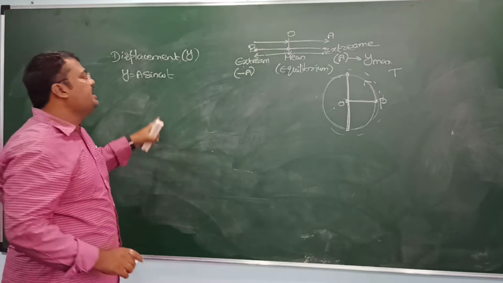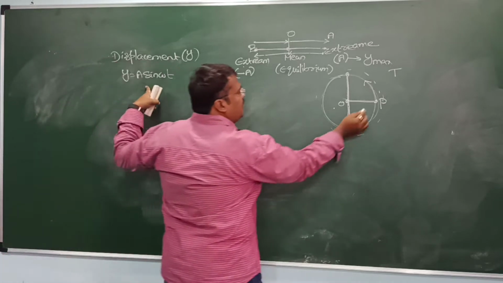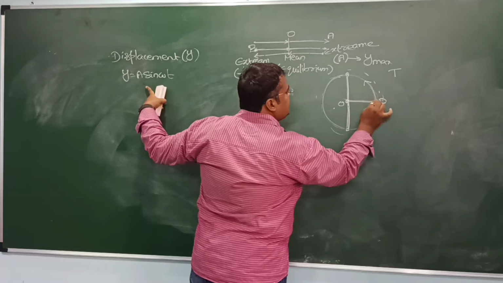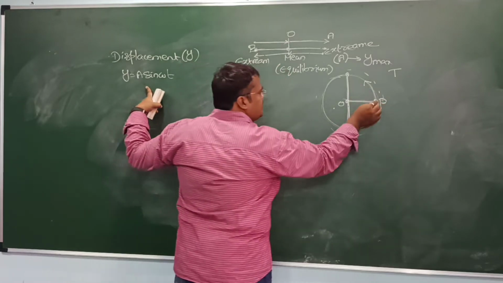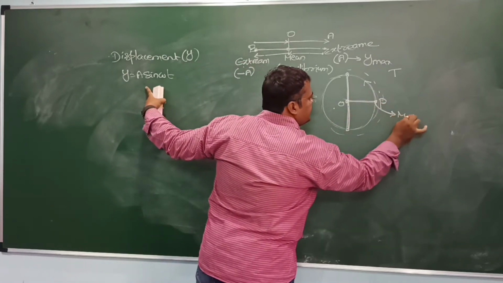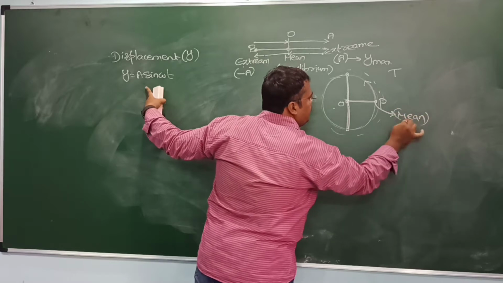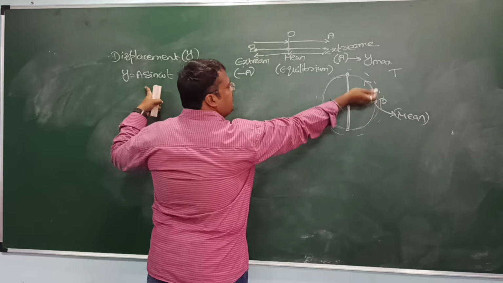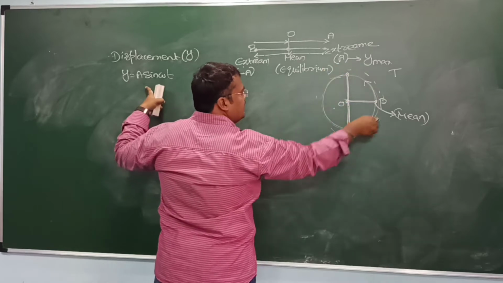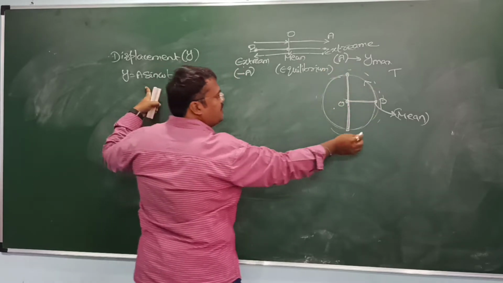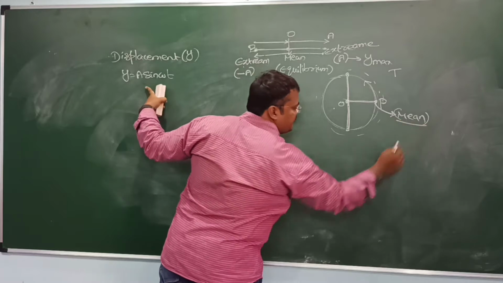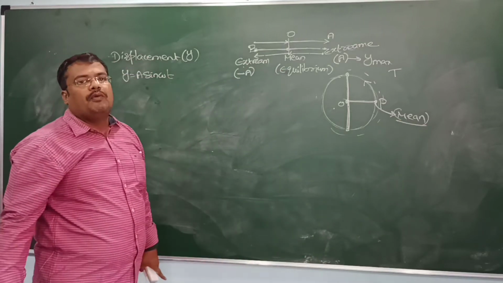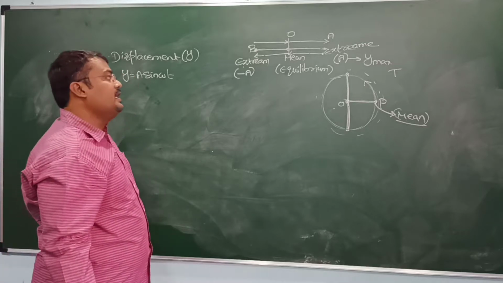y is equal to A sin omega t, means whenever the particle starts from the mean position, then it reaches the maximum position, going like this in the clockwise direction. The starting point of the particle is from mean position, then the displacement of the particle is y is equal to A sin omega t.